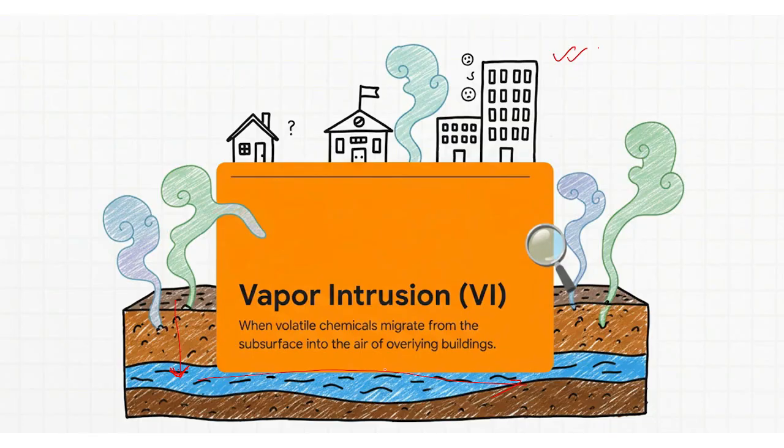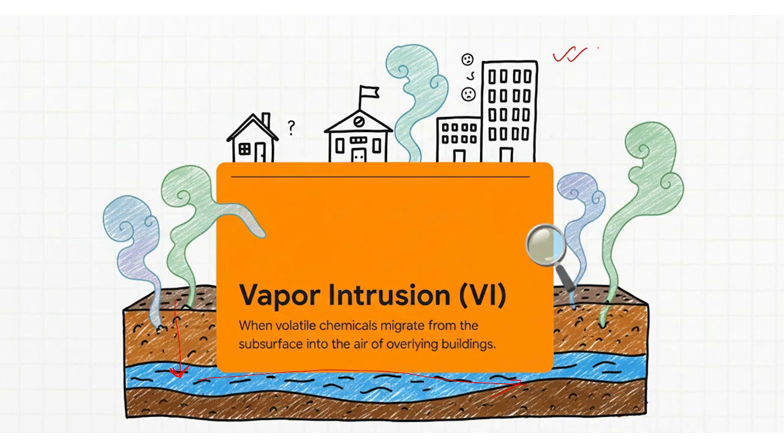Now, if there are some crevices, and if the soil is loose or there is some crack in the ground, what will happen? The volatile contaminants will gain entry into those homes or into a populated area.